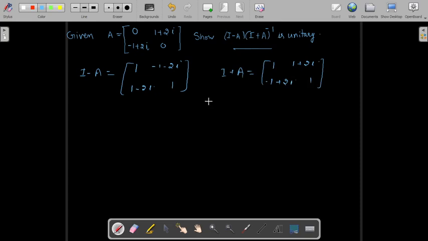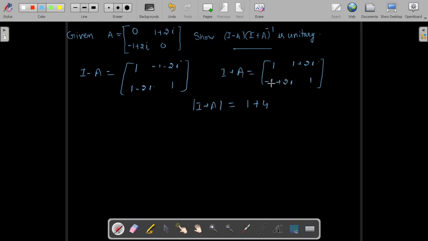So let us calculate the determinant of I plus A first. This into this: 1 into 1 minus this into this. Here it is (2 iota plus 1)(2 iota minus 1), so this becomes a square minus b square. What is a square? 2 iota square is minus 4, so this becomes plus 4 here.